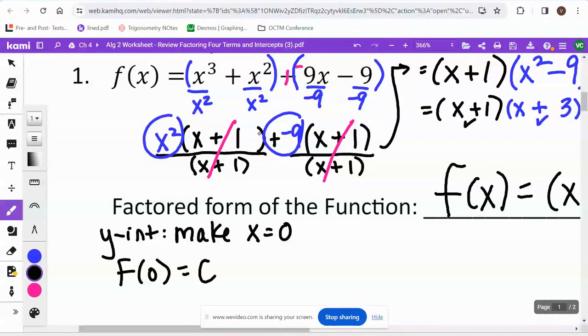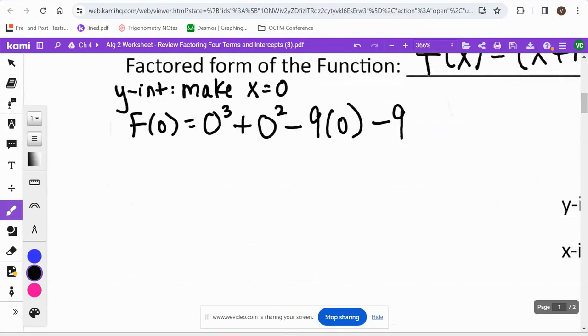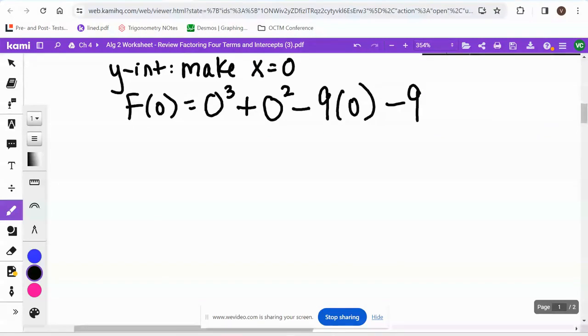Okay, so I'm going to plug in 0 for every single x. I'm going to have 0 to the third plus 0 to the second minus 9 times 0 minus 9. So I put 0 in for every single x. On the quiz, I had multiple people tell me something like, oh, 9 times 0, that's 9.